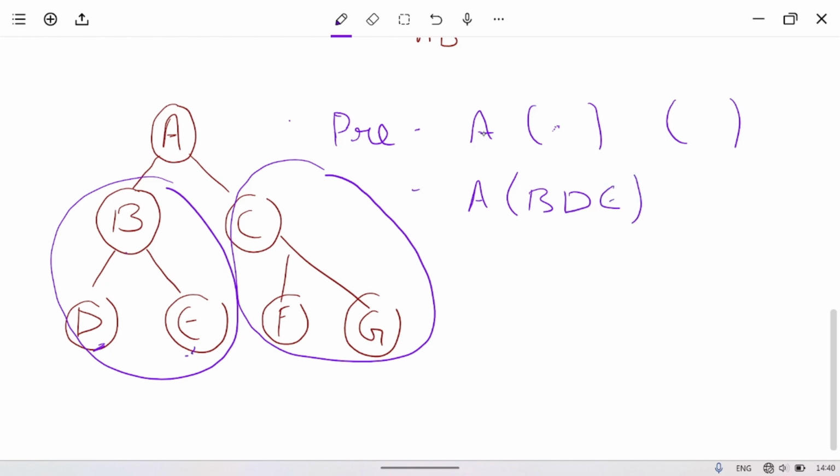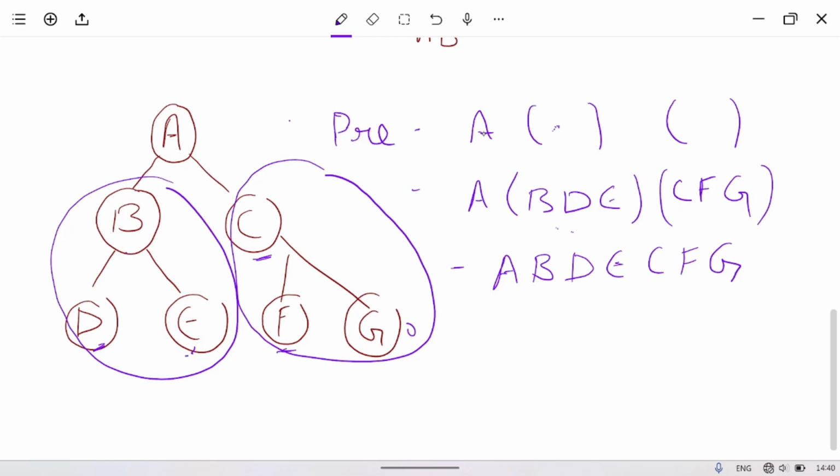Okay, so this is the preorder of the left subtree, and again solve for the right subtree. First visit the node C, then the left one F, then the right one G. What is preorder? After simplicity, A, B, D, E, C, F, G. Okay. This is based on the definition we saw. Next I will show you inorder.